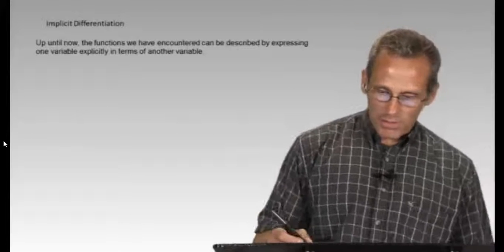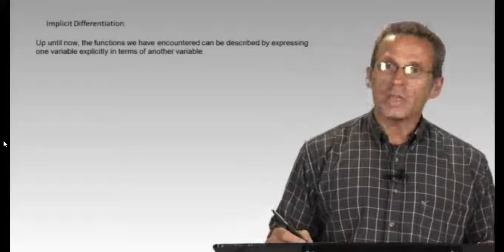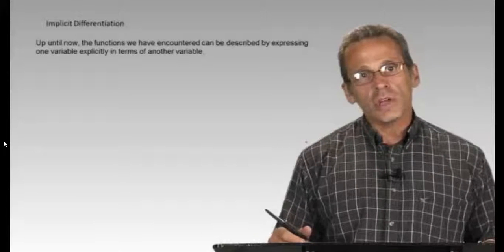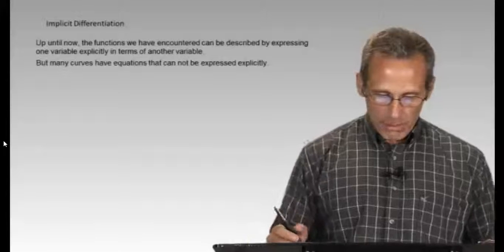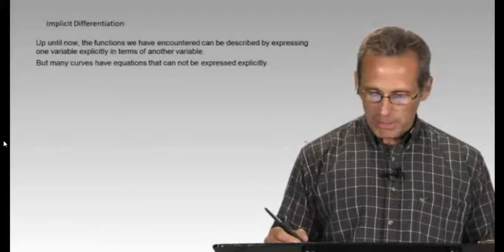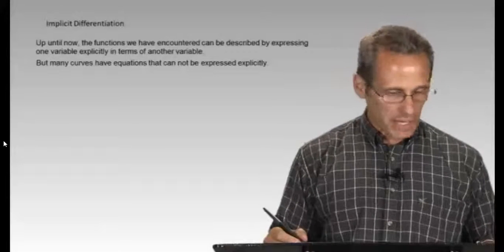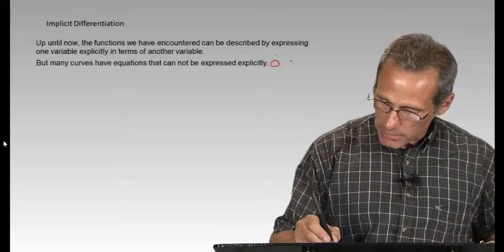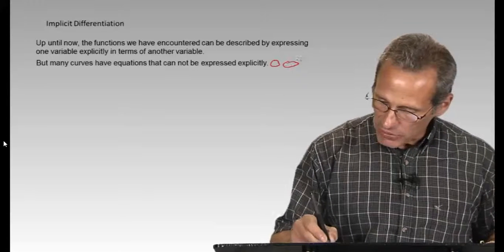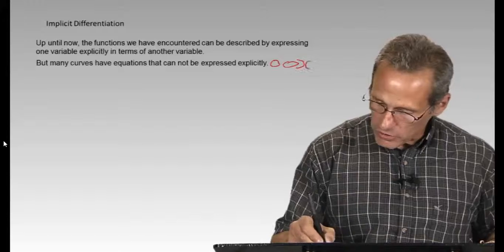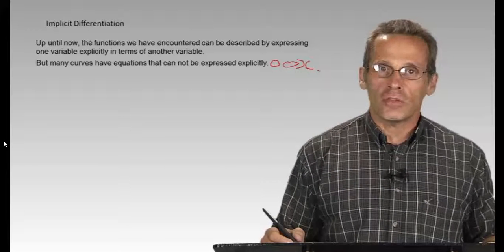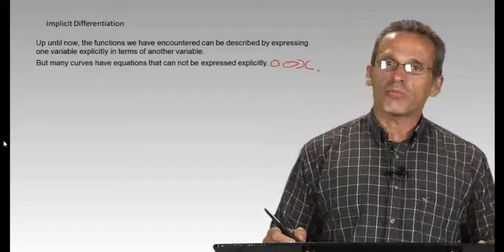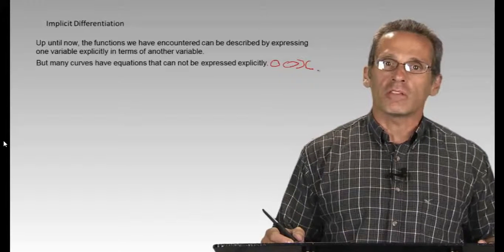Up until now, the functions that we have encountered can be described by expressing one variable explicitly in terms of another variable. But many curves have equations that cannot be expressed explicitly. Certainly the circle that we looked at, ellipses, hyperbolas are examples of curves whose equations are such where it would be difficult to express in terms of one variable solved in terms of the other.